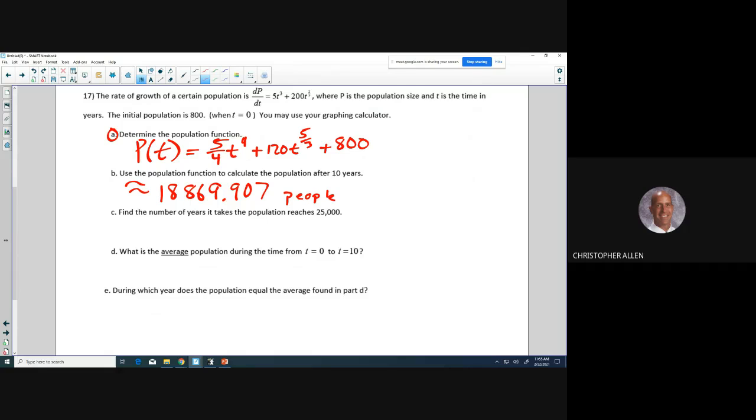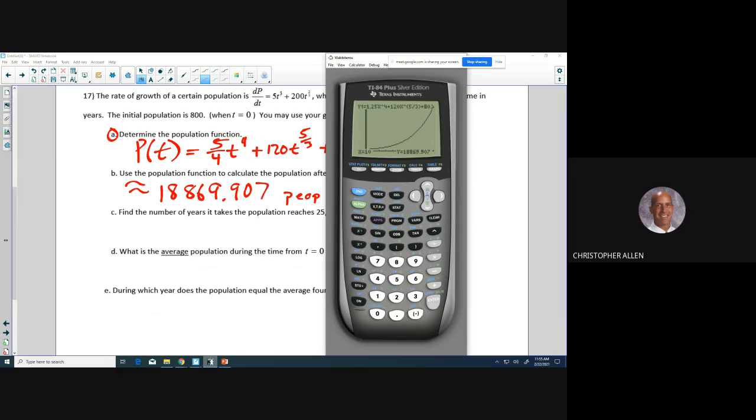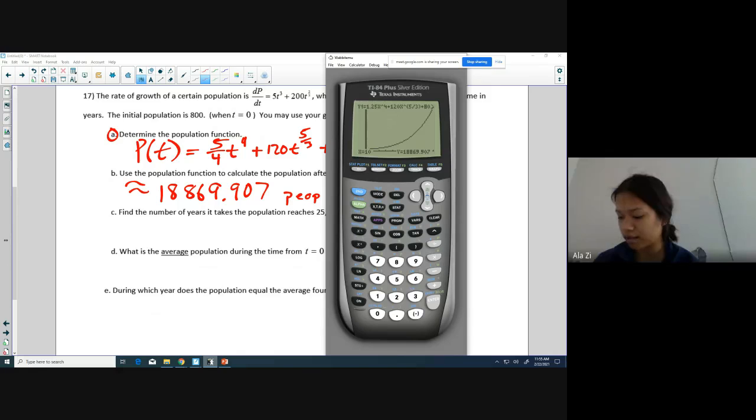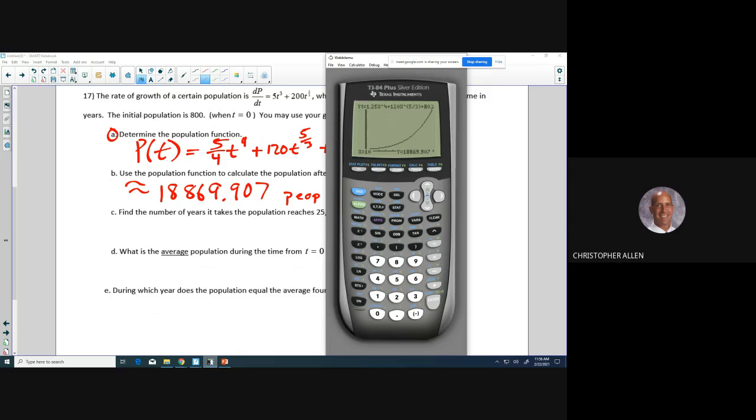Now, how about part C? How are you going to find part C? How do we figure out when that curve hits 25,000? Now I'm going to do it with my calculator. When I'm at 10, I'm all the way up to 18,000. So I'm going to make my window go out past 10, maybe to 15, and instead of going to 20,000, I need to go above 25,000, so I'm going to change it to 30,000 and hit graph. Okay, that looks good.